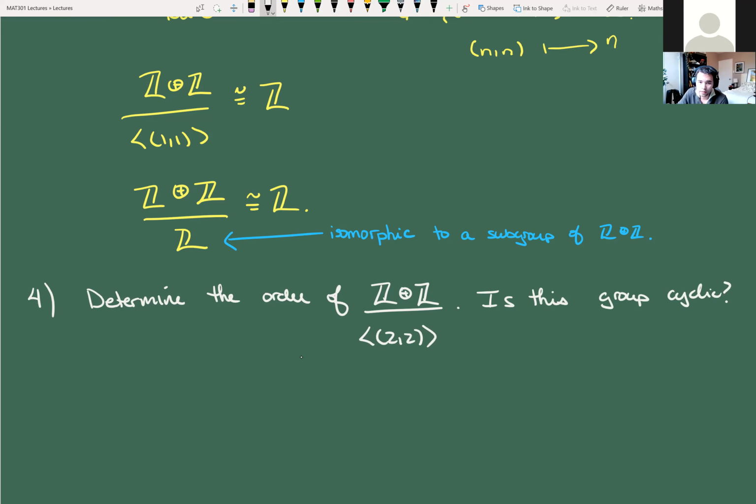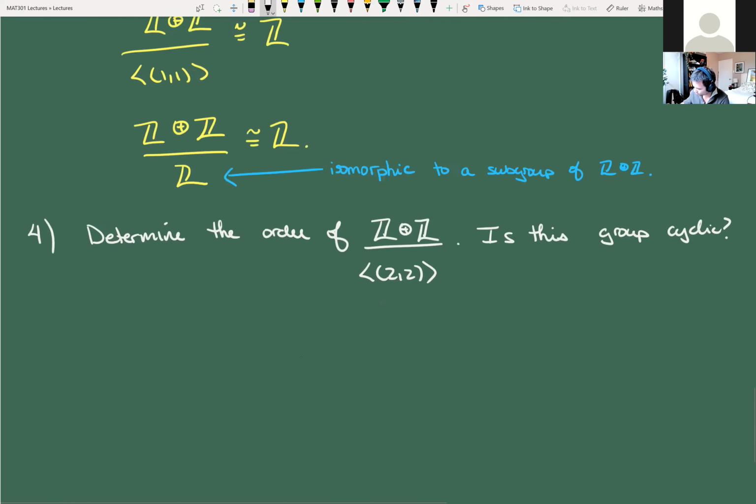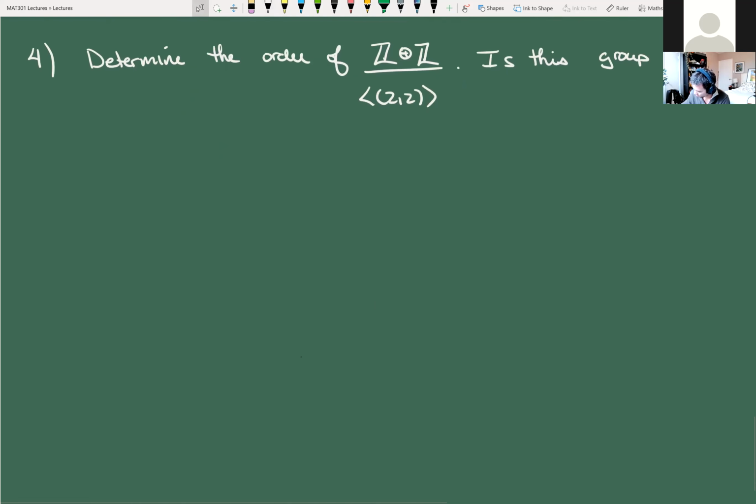I'm going to give us a second to do this, but we have to be a little bit careful here, because of the group generated by 2,2. What is this thing? It basically looks like all the integer multiples of 2,2. It looks like 2n, where n is in Z. That's also isomorphic to Z. This is an infinite cyclic group.